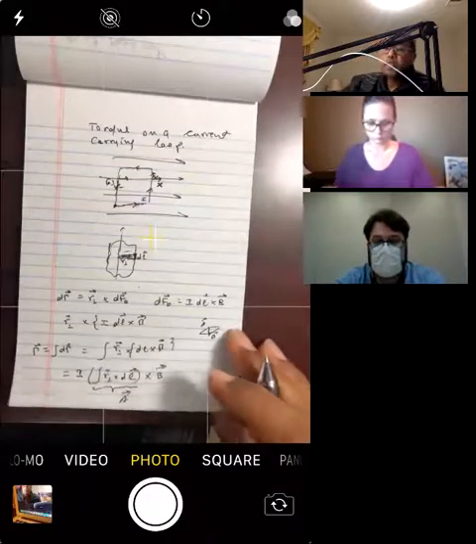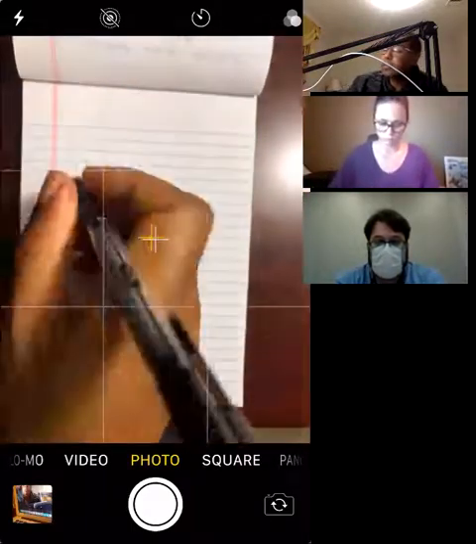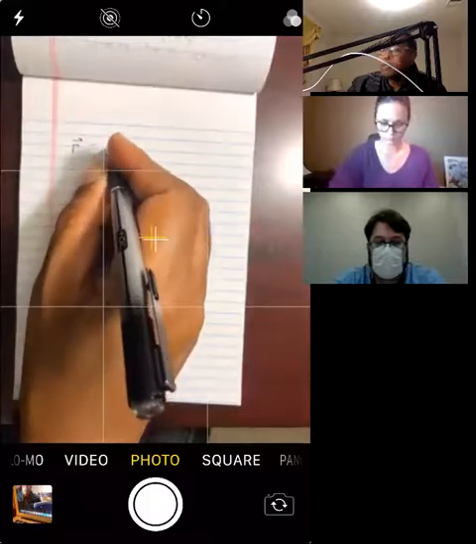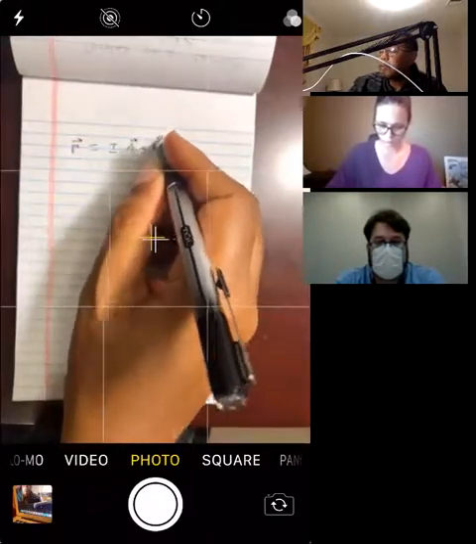So that gives us the formula for torque. Torque is simply the current times the cross product between the area and the field.